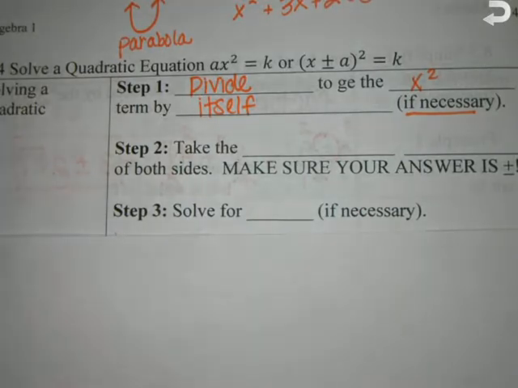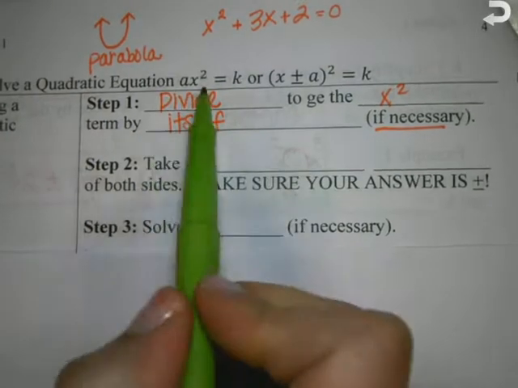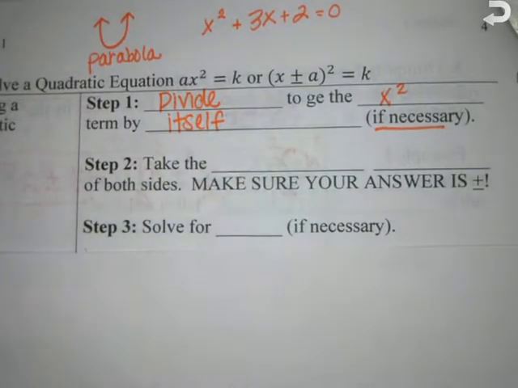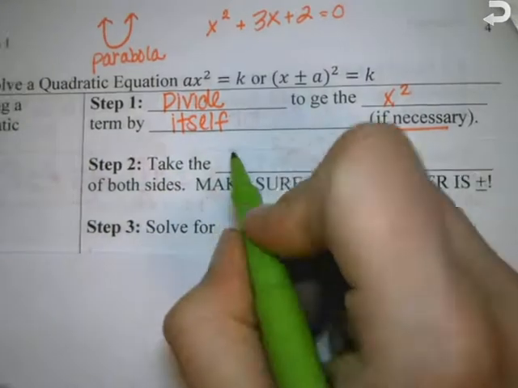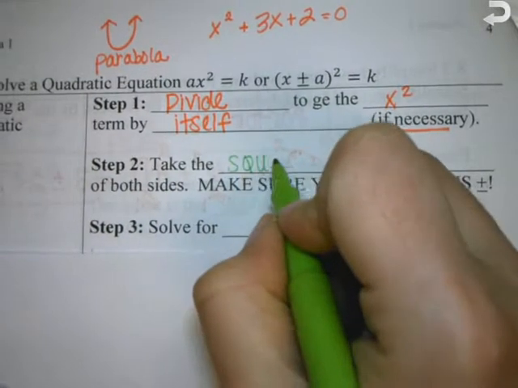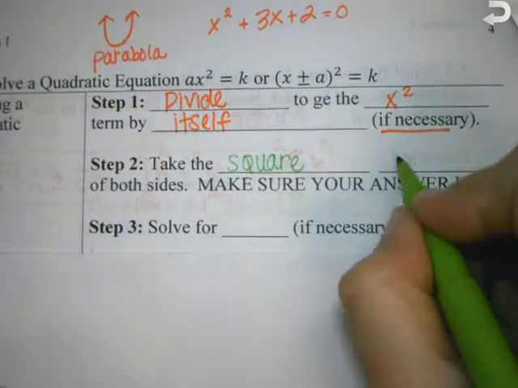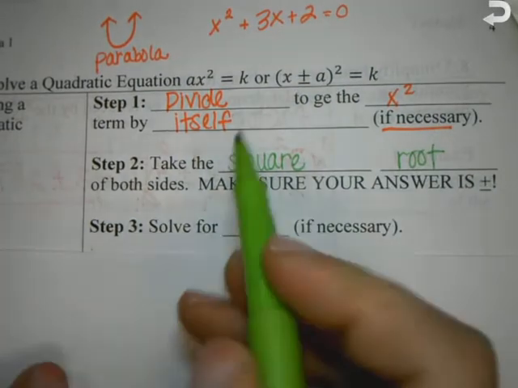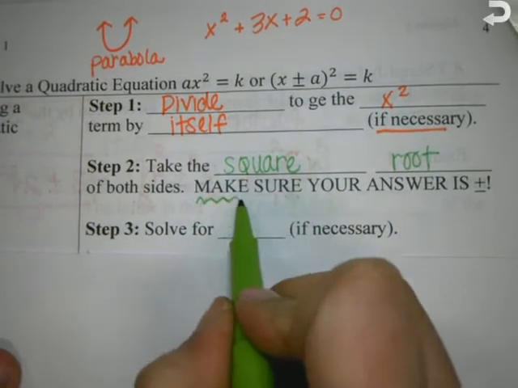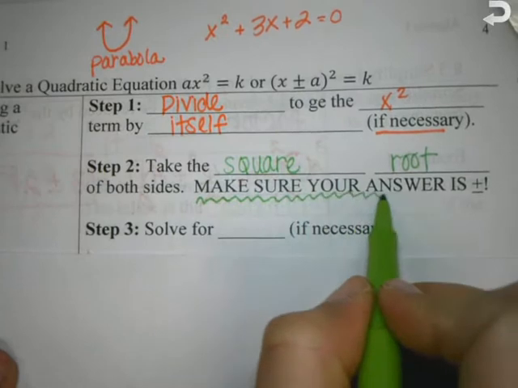Okay, step two, since we are going to be left with a squared term, the opposite of squaring something is taking the square root. So you need to take the square root of both sides. And then there's something really important that I wrote in all caps underneath it. Make sure your answer is plus or minus.